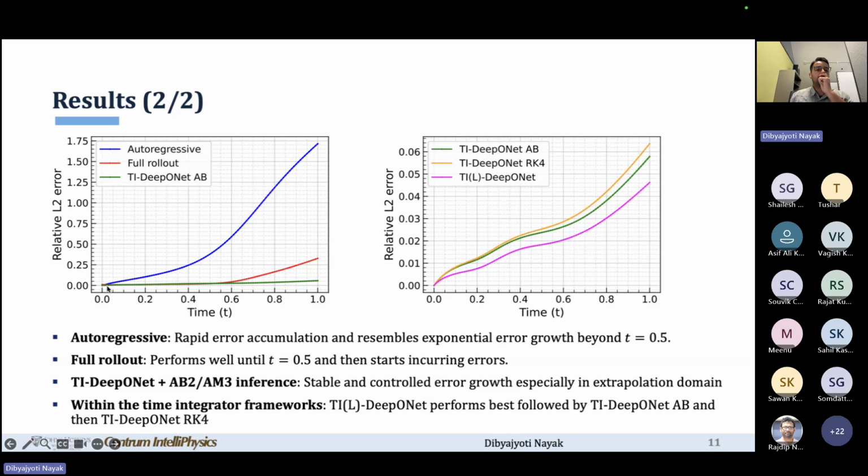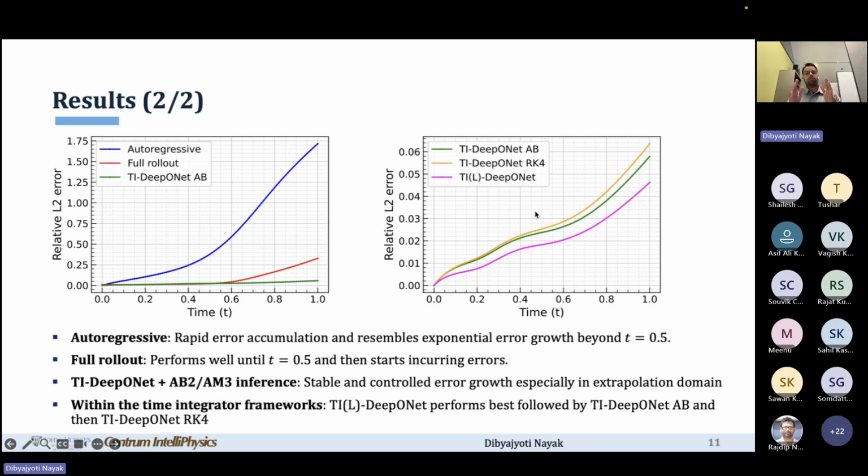You can imagine naturally that from t equal to 0 to 0.5, which was the training domain, recall that DeepONet full rollout was performing fairly well and was doing a good job in interpolation. That's why you see the errors almost matching closely with the TI framework. But once you exit the training domain and move to the extrapolation domain, you see an increase in the relative error. However, the green line, which shows the TI framework, has a very good and stable, controlled error growth throughout the temporal domain. Basically, in the extrapolation domain, the error accumulation is not that prominent and it is sort of arrested.